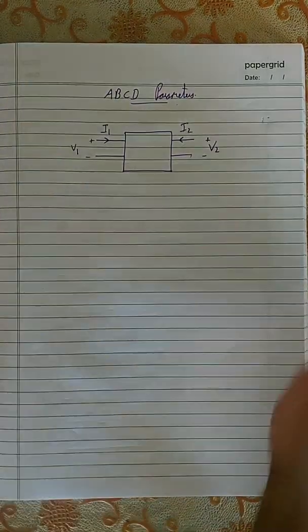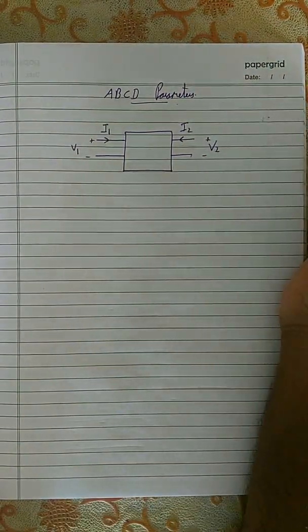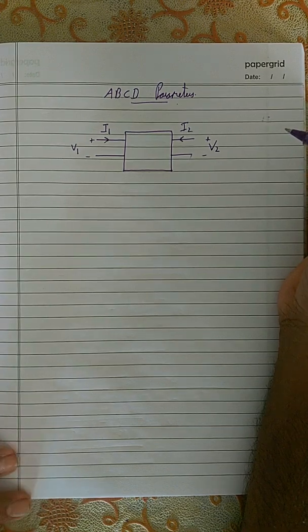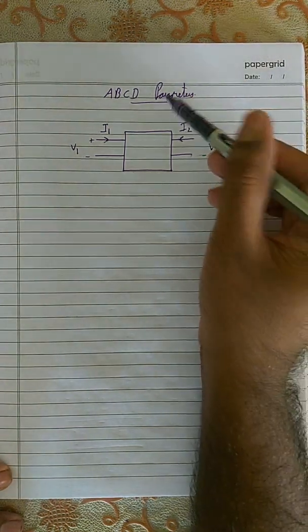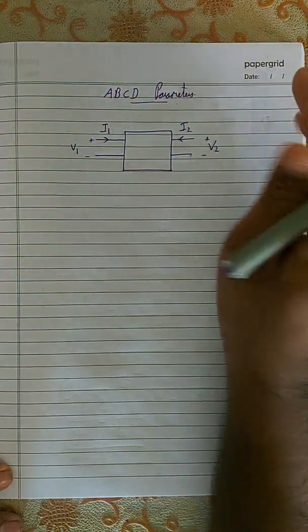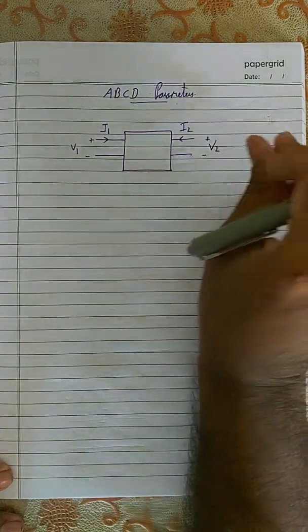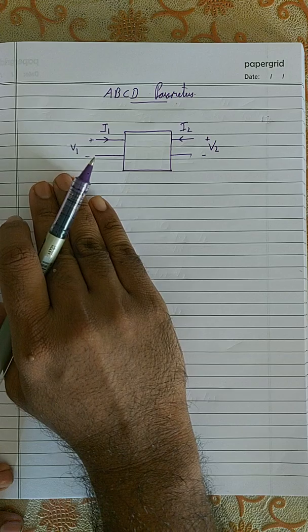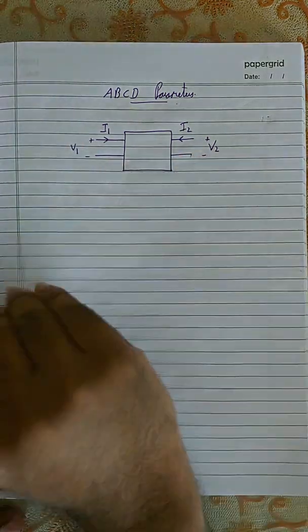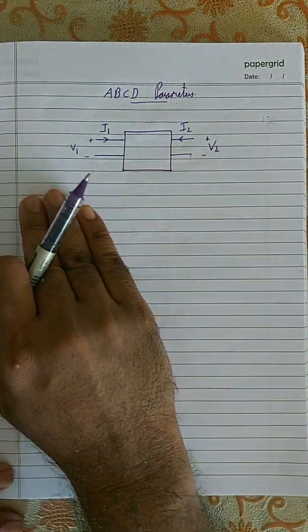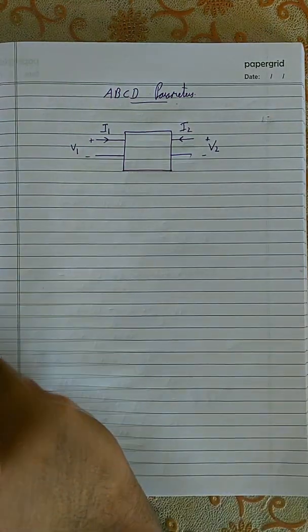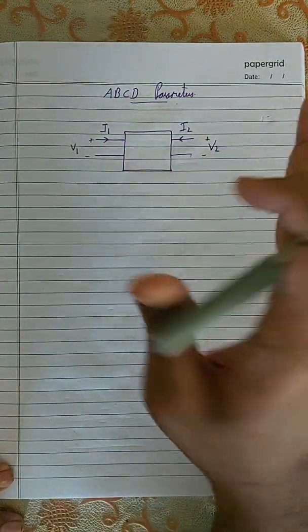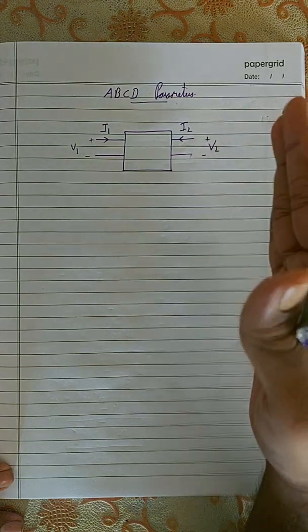So the next parameter you are going to study is the ABCD parameters, also called the transmission parameters. To write the equation for the ABCD parameters, first you need to understand the meaning of the word transmission. Transmission means transmission of energy from V1 I1 to V2 I2, or from the input port to the output port.